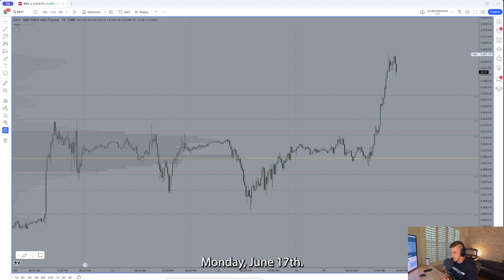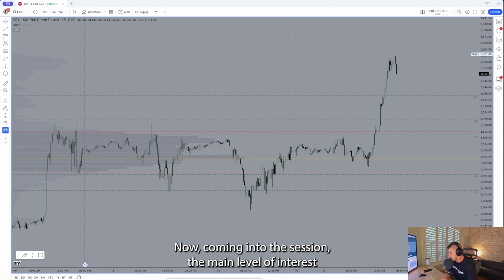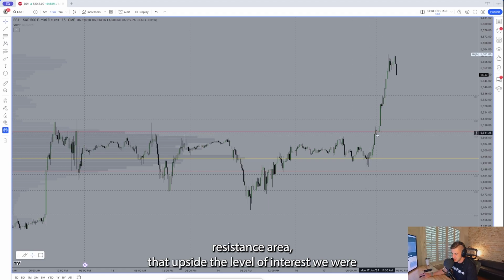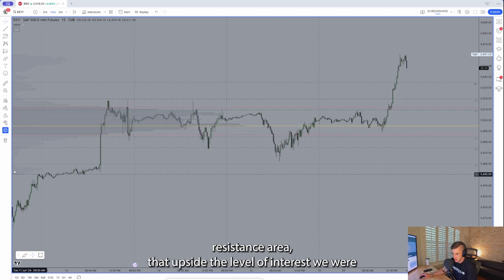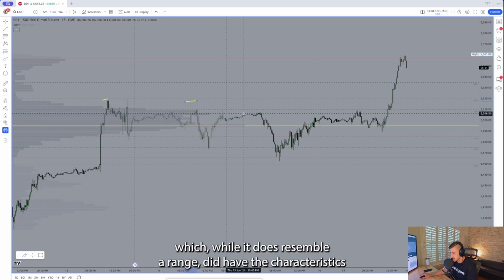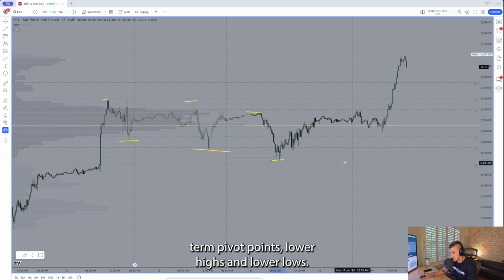Alrighty, Monday, June 17th, taking a look at ES for a quick session recap here. Coming into the session, the main level of interest that we wanted to keep an eye on was the reaction versus the 55.10 upside resistance area. We were looking at this near-term structure, which, while it does resemble a range, did have the characteristics of a downtrend as well, with those near-term pivot points, lower highs and lower lows.